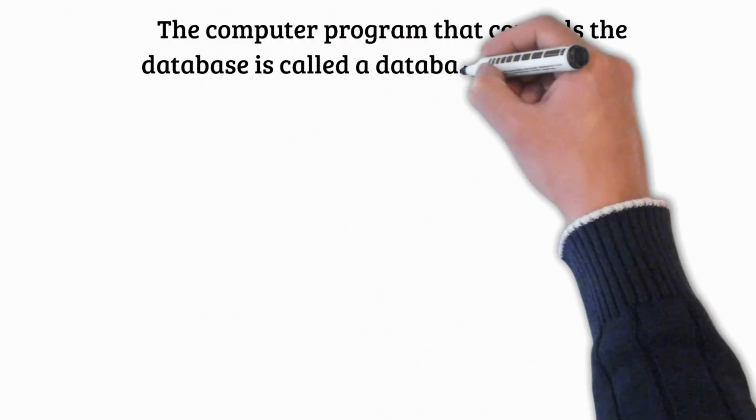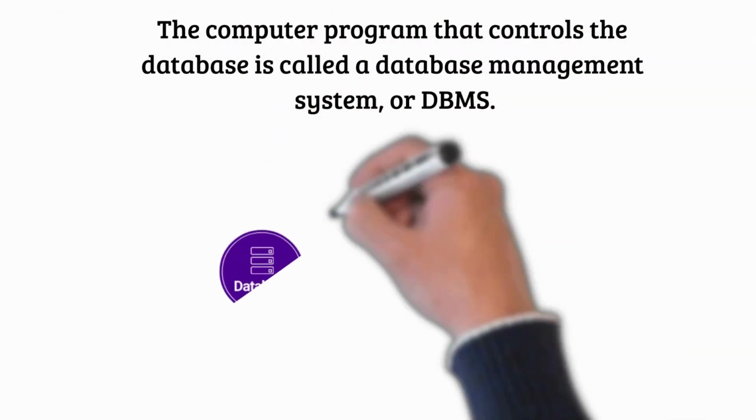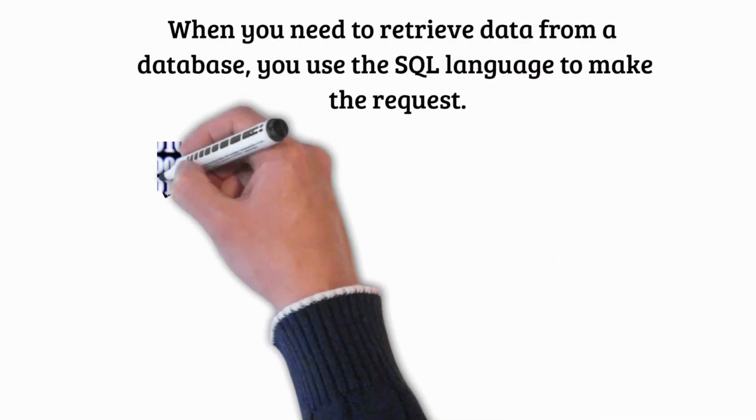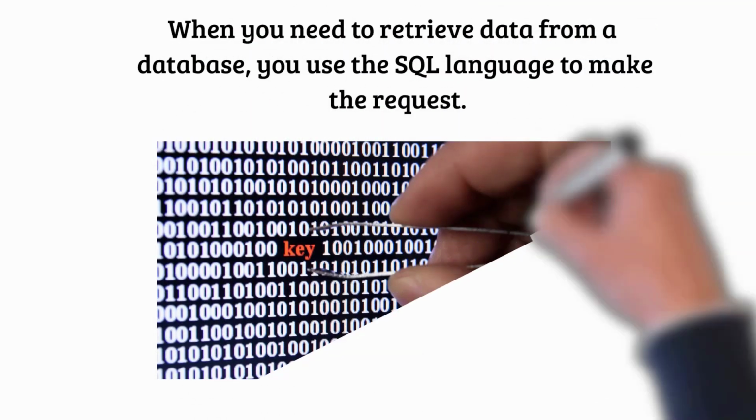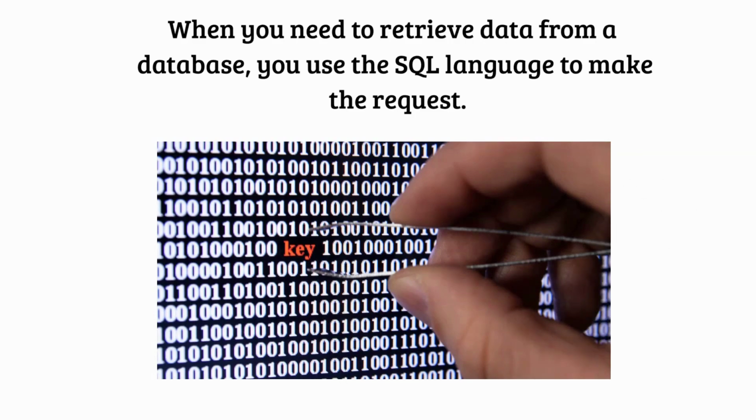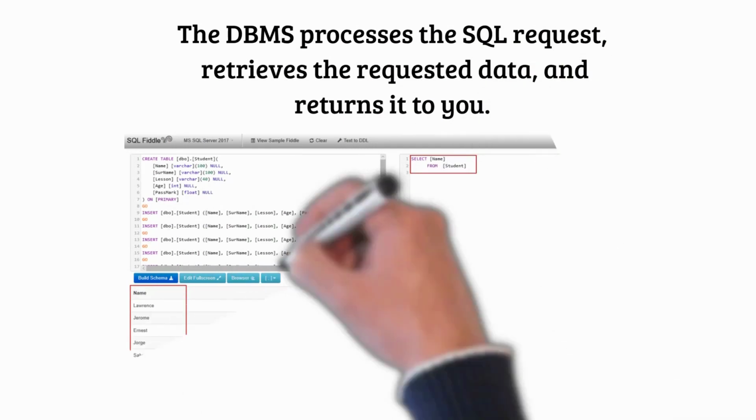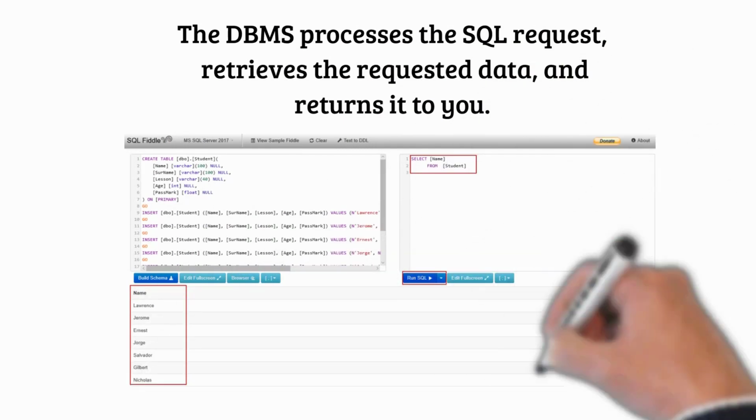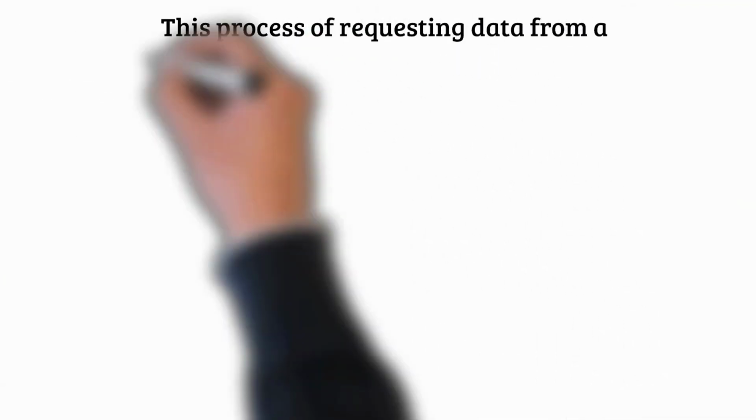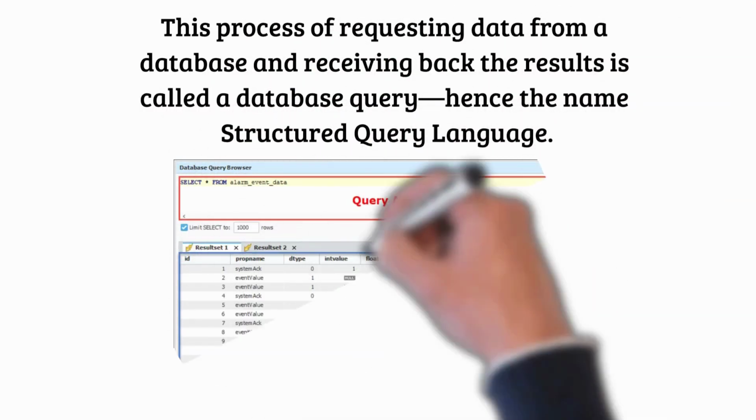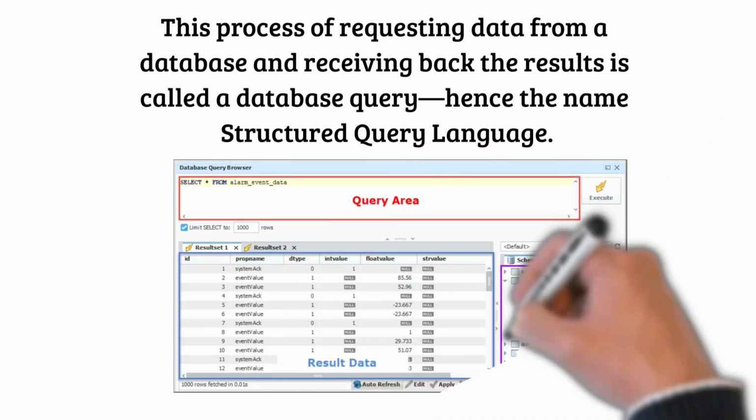The computer program that controls the database is called a Database Management System, or DBMS. When you need to retrieve data from a database, you use the SQL language to make the request. The DBMS processes the SQL request, retrieves the requested data, and returns it to you. This process of requesting data from a database and receiving back the results is called a database query, hence the name Structured Query Language.